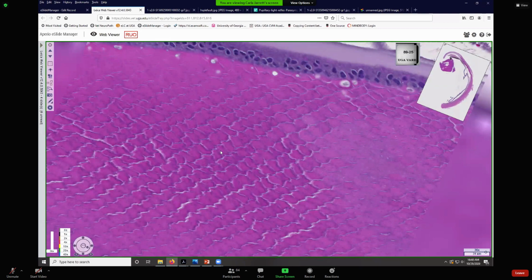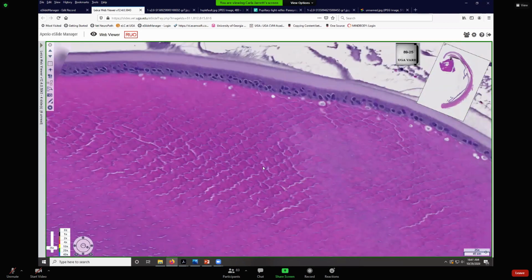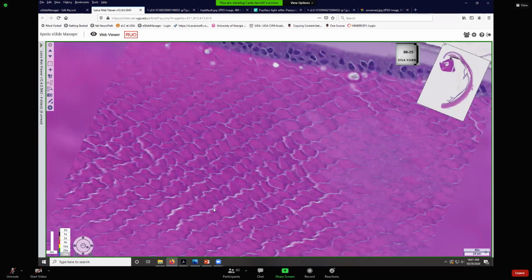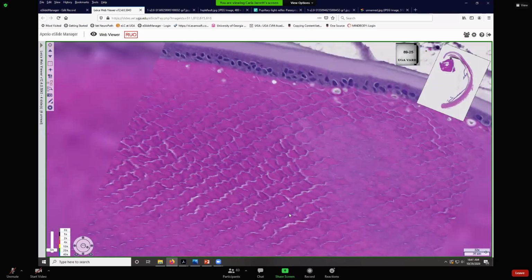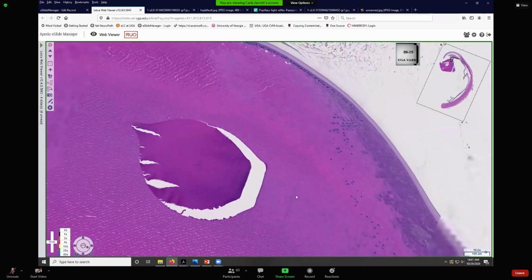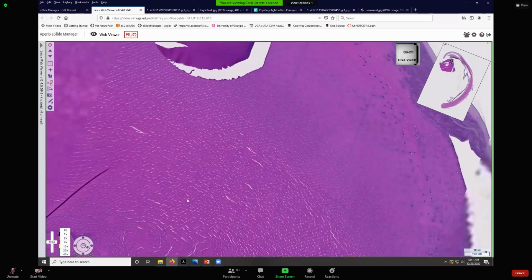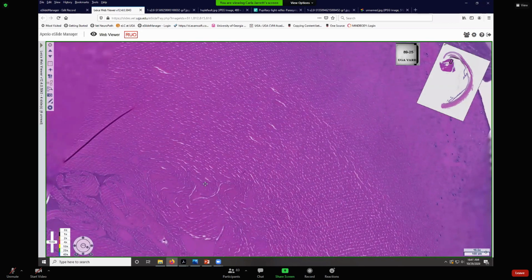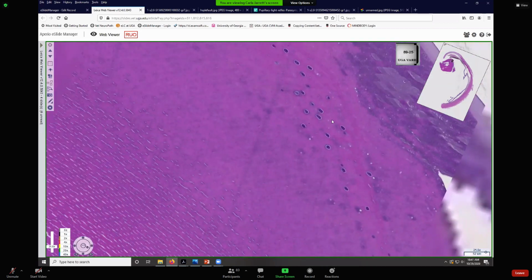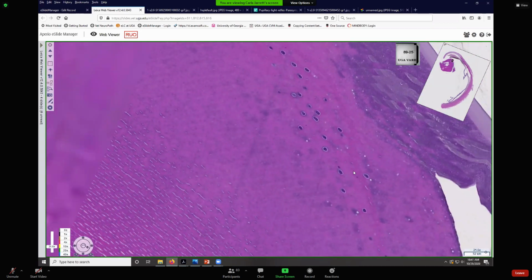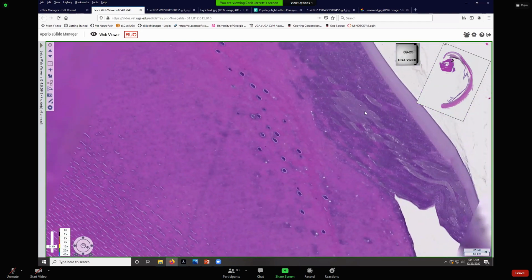Here are the hexagonally shaped lens fibers in cross section, and they interdigitate with one another like Velcro. These artifactual spaces are between the individual lens fibers. And these are the mature lens fibers that have gotten rid of their nuclei and all their other organelles. And then these are the immature ones that were made recently, and they haven't fully matured, so they still have their nuclei.